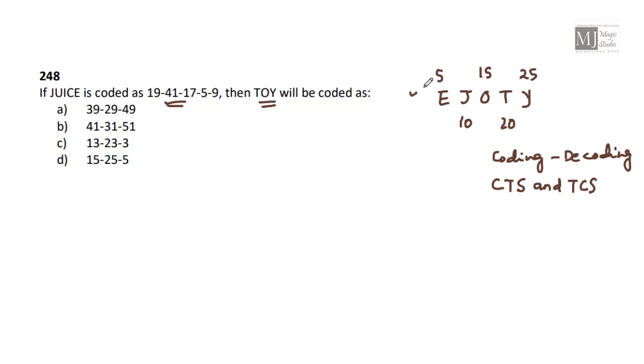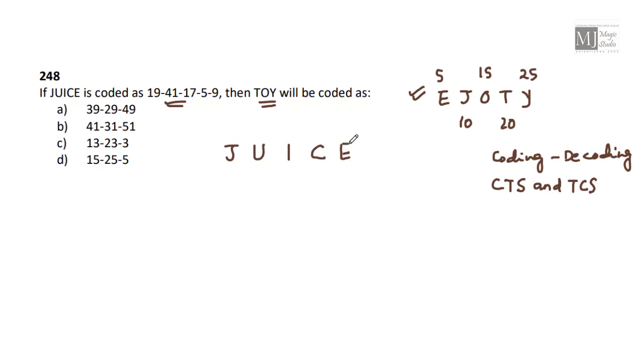Based on this particular word and the numerals, we know that E is the fifth letter in the series, J is the 10th, O is 15th, T is 20th, and Y is 25th. EJOTY.